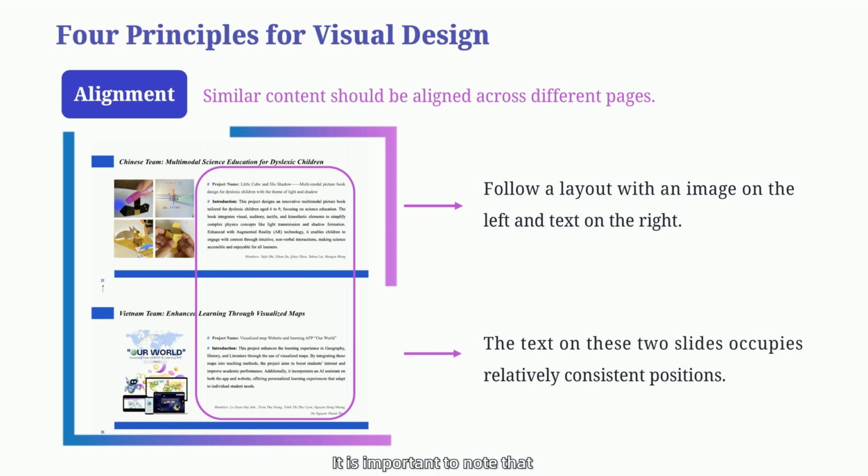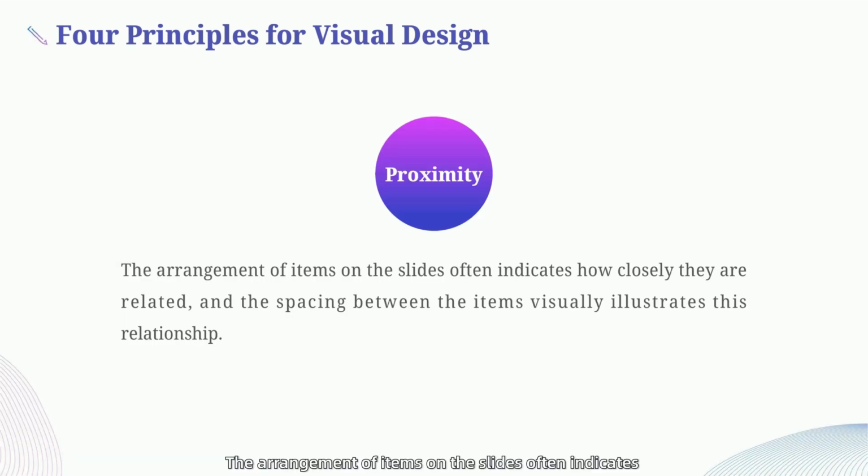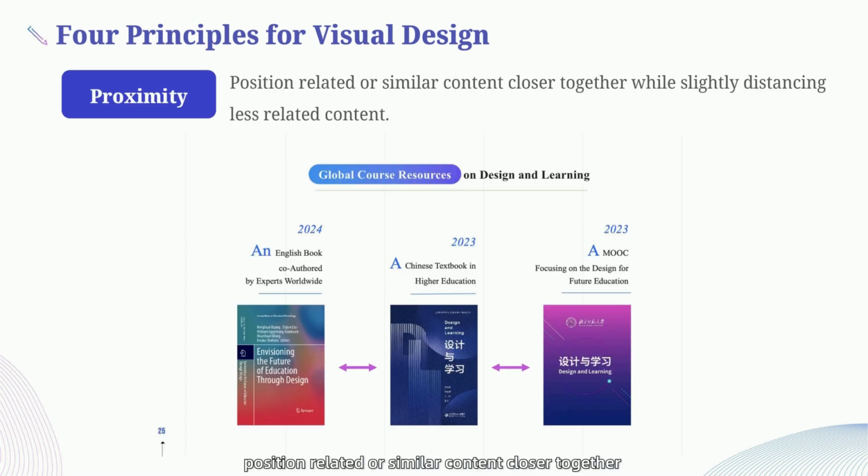It is important to note that alignment is not about blindly seeking alignment. Rather, it's about ensuring that each item on the slides is visually related to the others. The arrangement of items on the slides often indicates how closely they are related, and the spacing between the items visually illustrates this relationship. When designing the layout of the PPT, it is important to position related or similar content closer together while slightly distancing less related content.